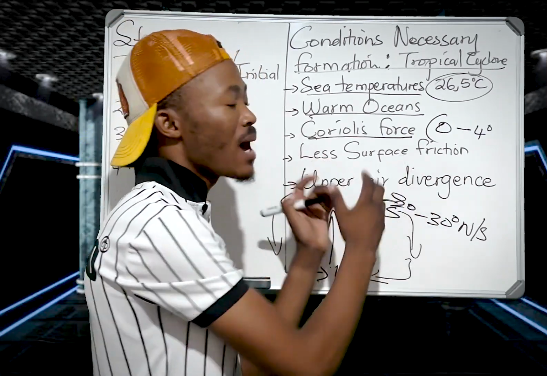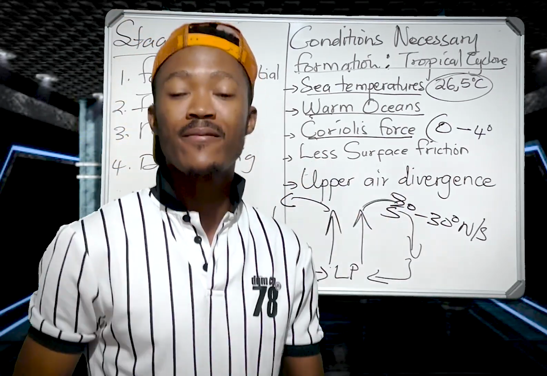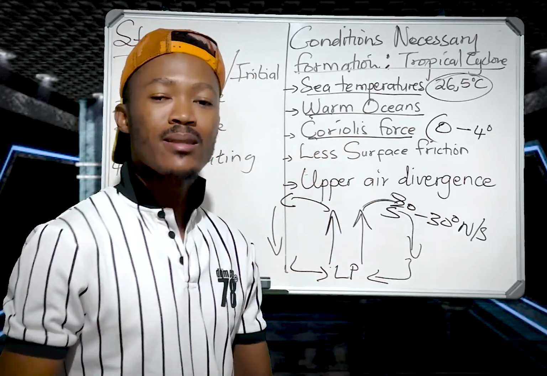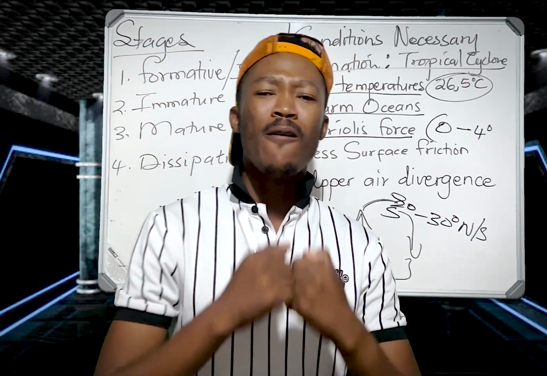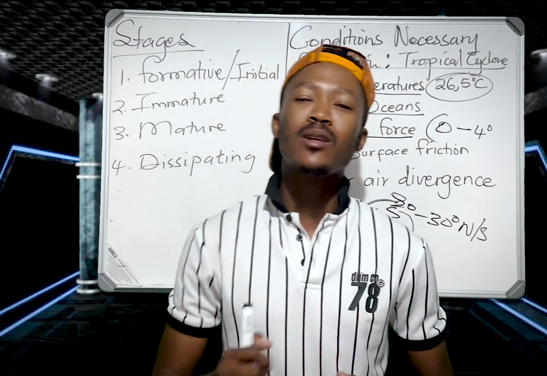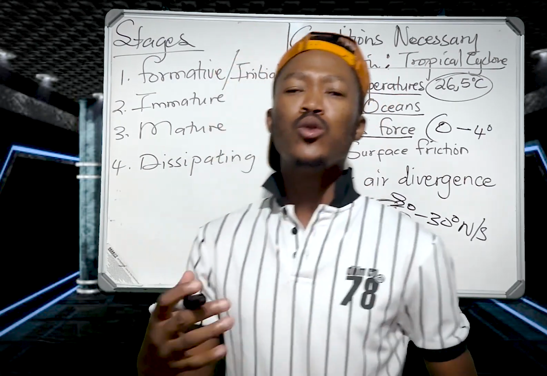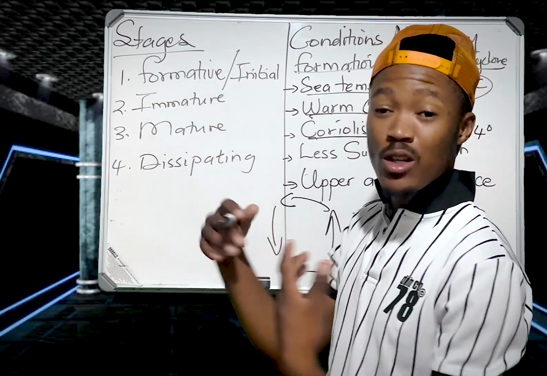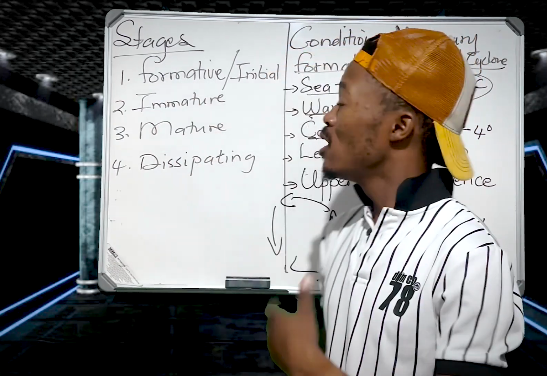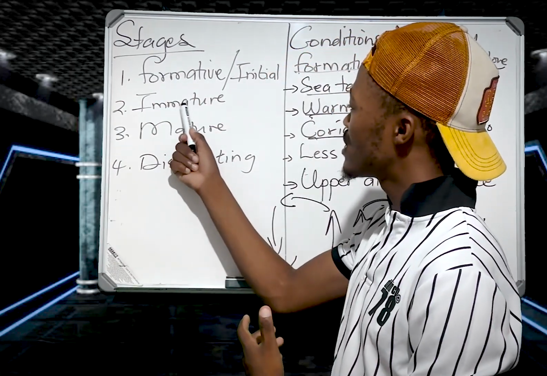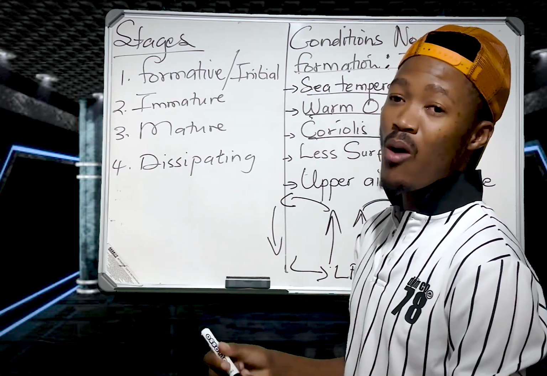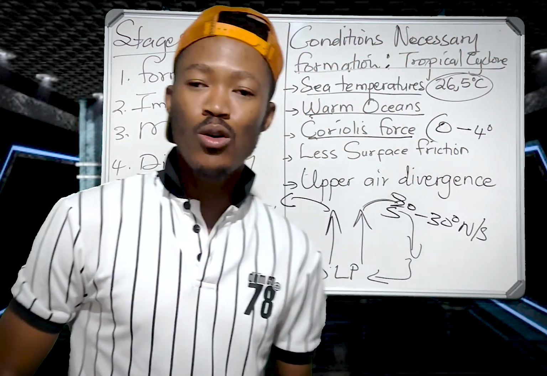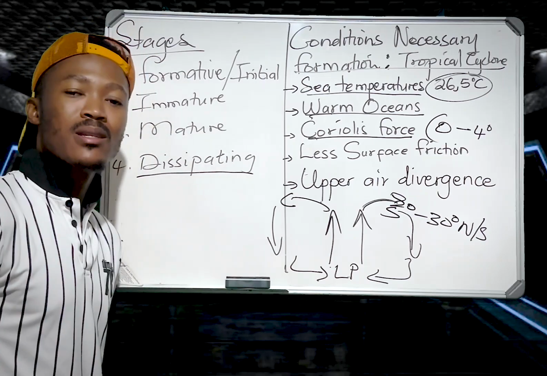When these conditions are present and they can last for several days, then we have our tropical cyclone in a stage whereby it can start to form. But once our tropical cyclone has formed, it is going to go through different stages, starting with the initial stage, which is also called the formative stage, continuing into the immature stage, mature, before our tropical cyclone reaches the decaying stage, also known as the dissipating stage.